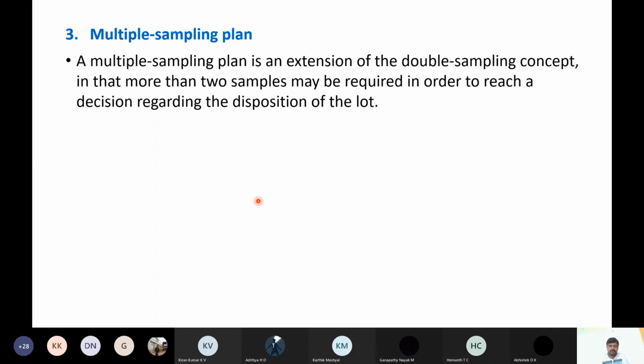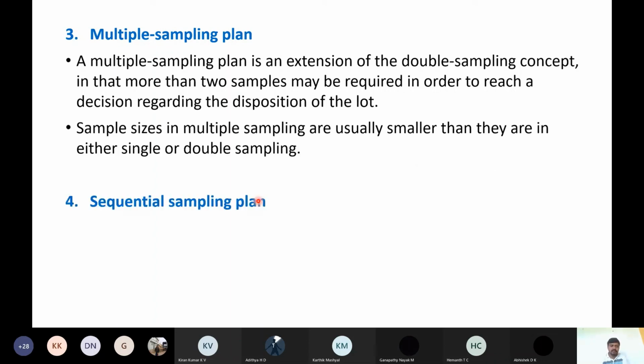Multiple, so more than 2 times, same approach, but more than 2 times. A multiple sampling plan is an extension of the double sampling concept, in that more than 2 samples may be required in order to reach a decision regarding disposition of the lot. Disposition means it is about whether to accept or reject. Making a decision regarding a lot is called disposition. Sample sizes in multiple sampling are usually smaller than they are in either single or double sampling. Since you are taking samples many times, you can reduce the sample size.